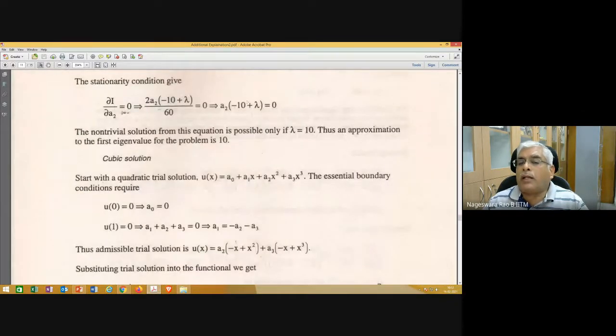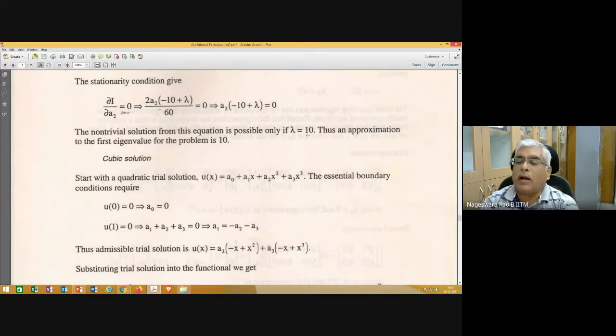and solve for A2. Here in this equation, you can see this is what an eigenvalue problem looks like. A2 multiplied by this is equal to 0, okay? And you can see here, a non-trivial solution for this equation is possible only if lambda is equal to 10.